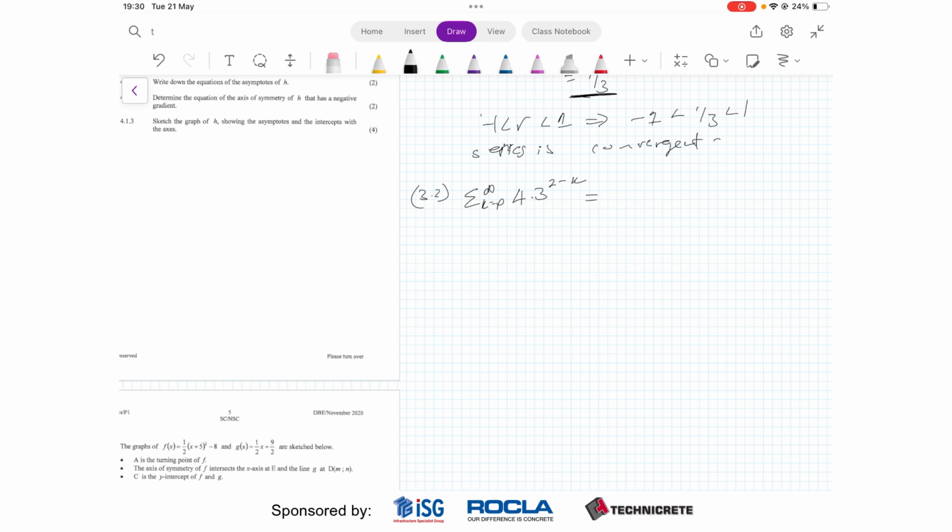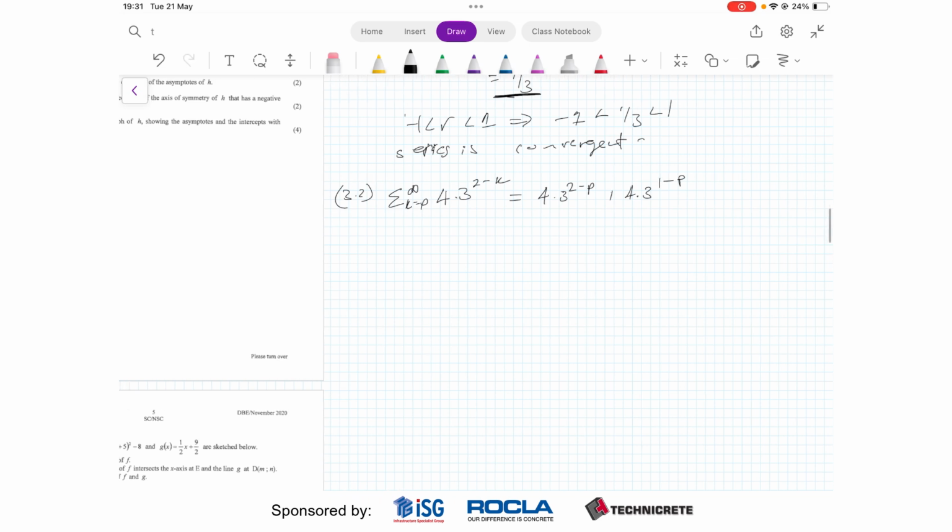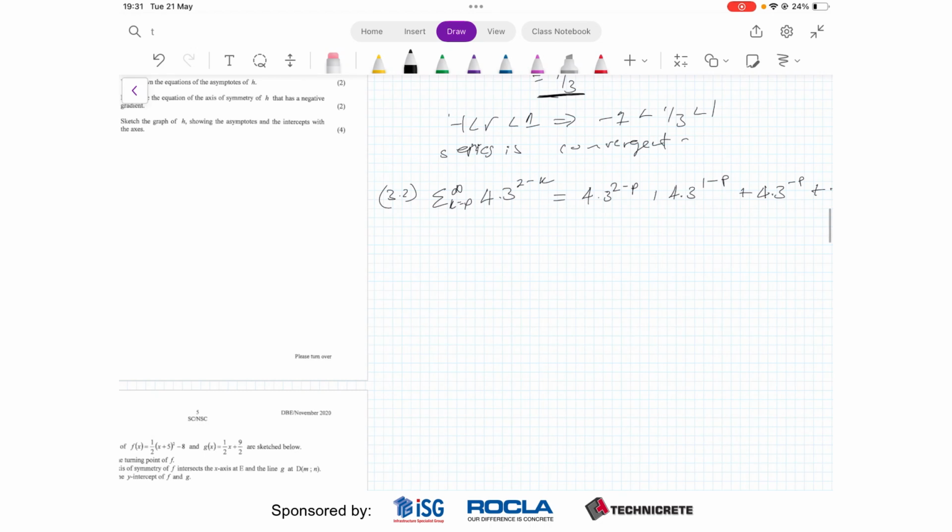We're going to start off with 4.3 to the power 2 minus p, plus 4.3 to the power 1 minus p, plus 4.3 to the power minus p, plus all of that. So our first term in the series, a, is equal to 4.3 to the power 2 minus p. We know that the common ratio is 1 over 3 because we determined that in the previous question.